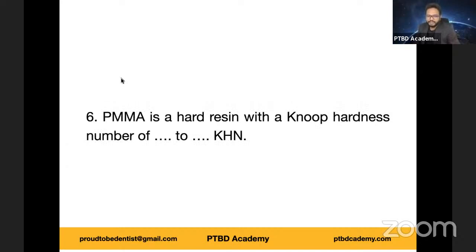Polymethylmethacrylate is a hard resin with a Knoop hardness number of, I know this is challenging, but I want you to remember the values. The Knoop hardness number of various materials we discussed in one of the previous live sessions. Now we are adding on to that. So polymethylmethacrylate is a hard resin with a Knoop hardness number of, give me the range. So no one is answering this.